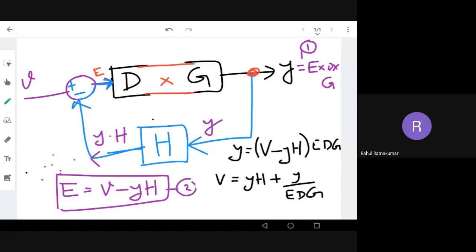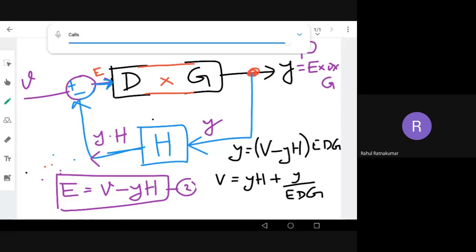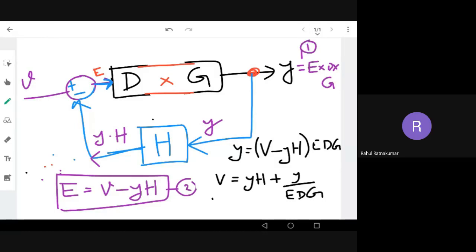Can someone give me a comment? Is it right? I'm just trying to do it fast. So let's see now. V equal to Y common H plus 1 by DG.